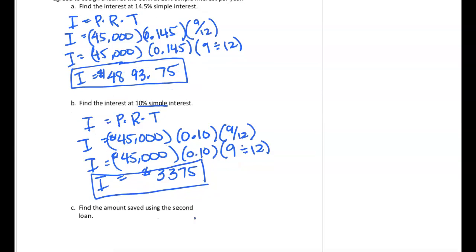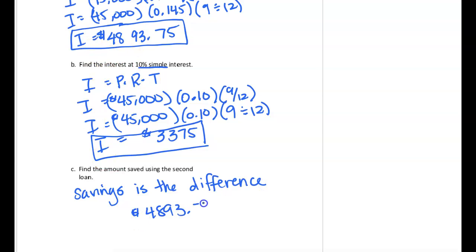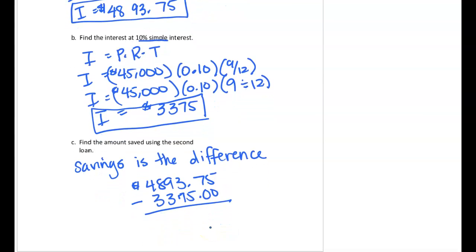And the last part asks us to find out how much was saved if we're using the 10% loan. So the savings is the difference. And difference means subtract. So we're going to subtract the two different interest amounts. And using the second account, I have that we would save $1,518.75.